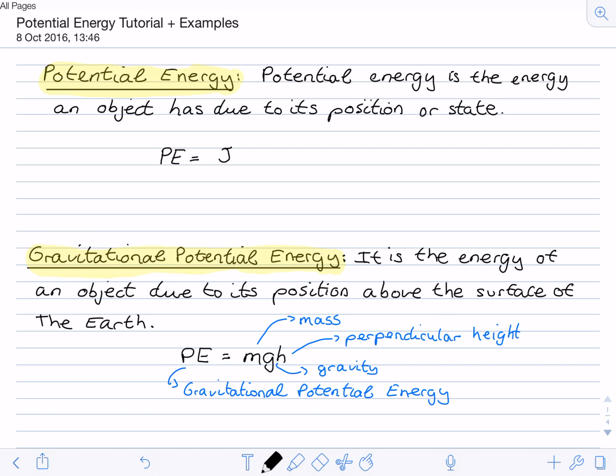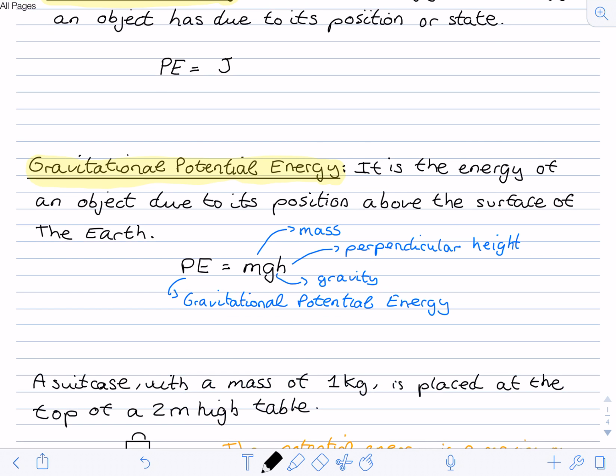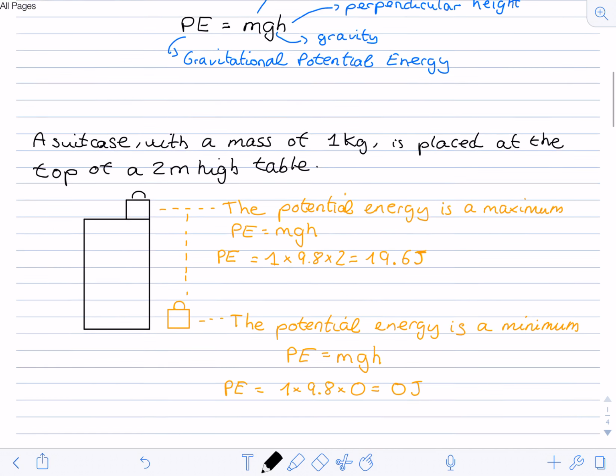Next, gravitational potential energy. This is the thing we're going to be covering today. It is the energy of an object due to its position above the surface of the Earth. This is the formula we're going to use: potential energy is equal to mgh, which is mass times gravity times the perpendicular height. I'll explain it now.